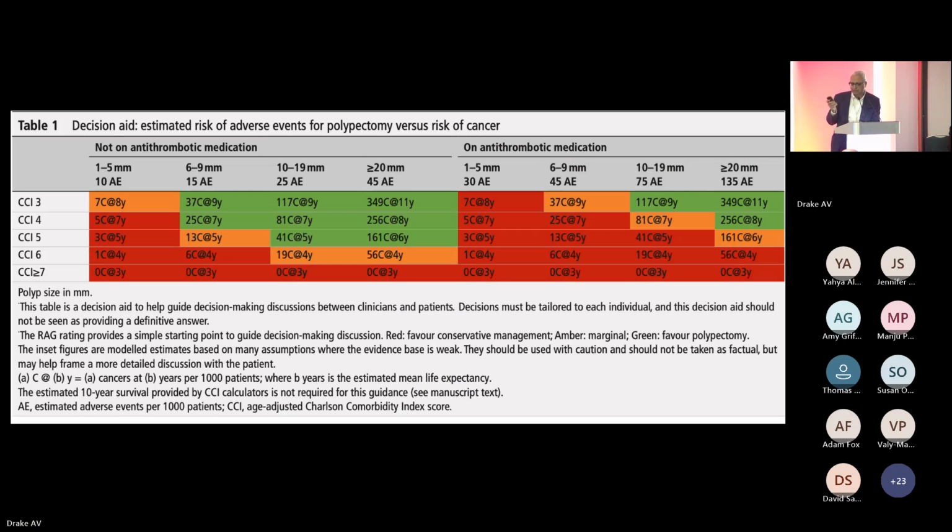So I'm just going to dwell on this table for a moment. When you see a table like this, your eyes might glaze over and you think, oh, what does that mean? But if you look at the key at the bottom, you'll see this one summary table is based on a massive amount of Markov modeling that was done on every possible polyp scenario: the size of the polyp, the chance of it being malignant, all the data that went into that, the risk of a polypectomy in a small polyp versus a big polyp.